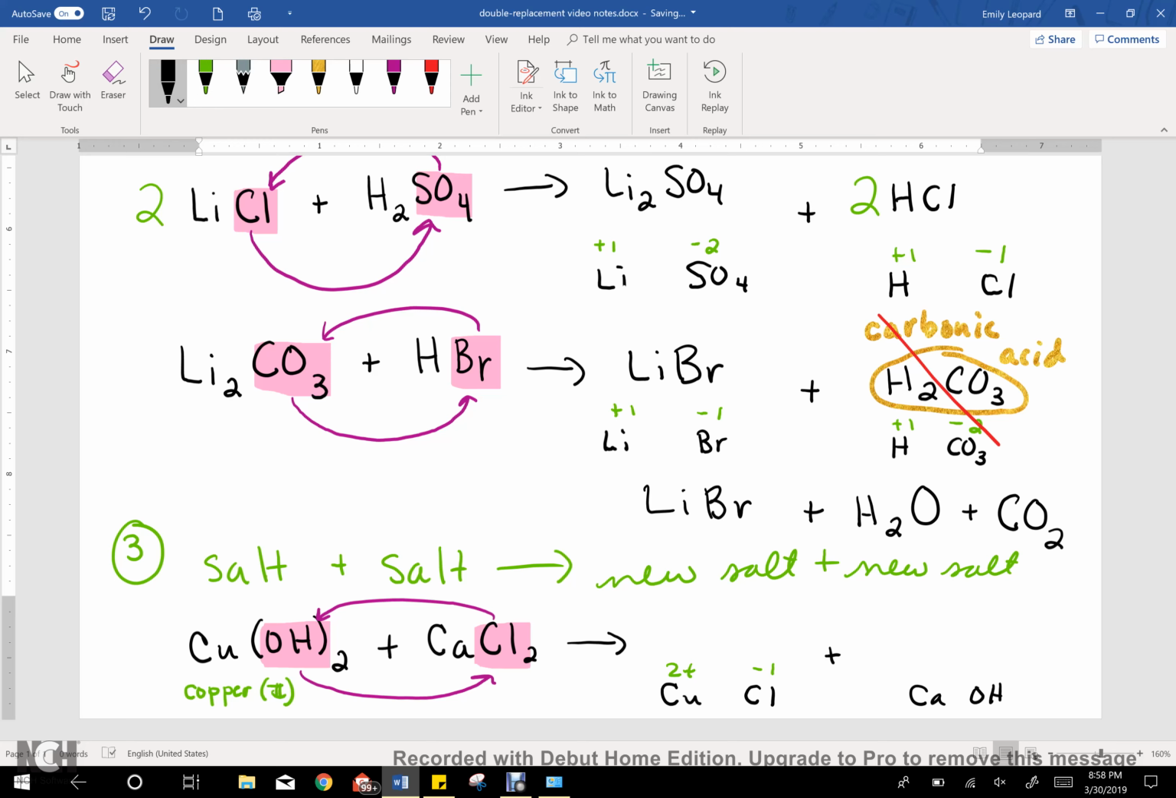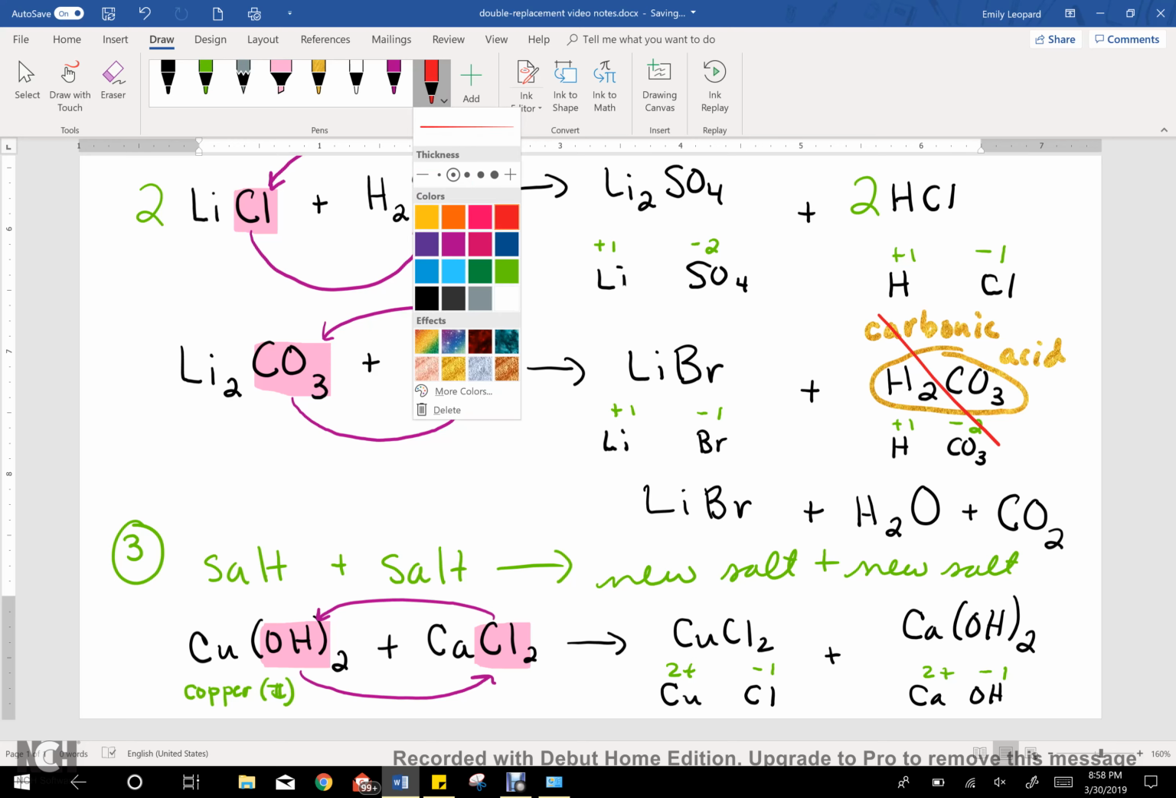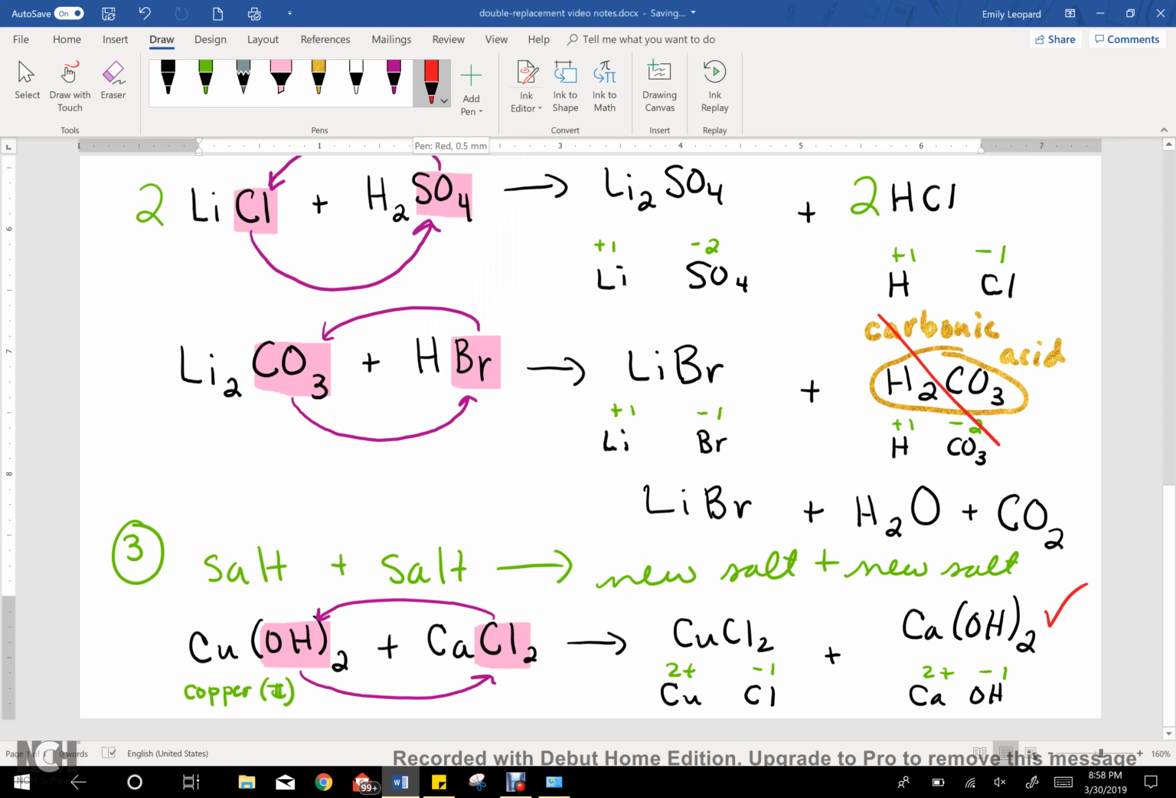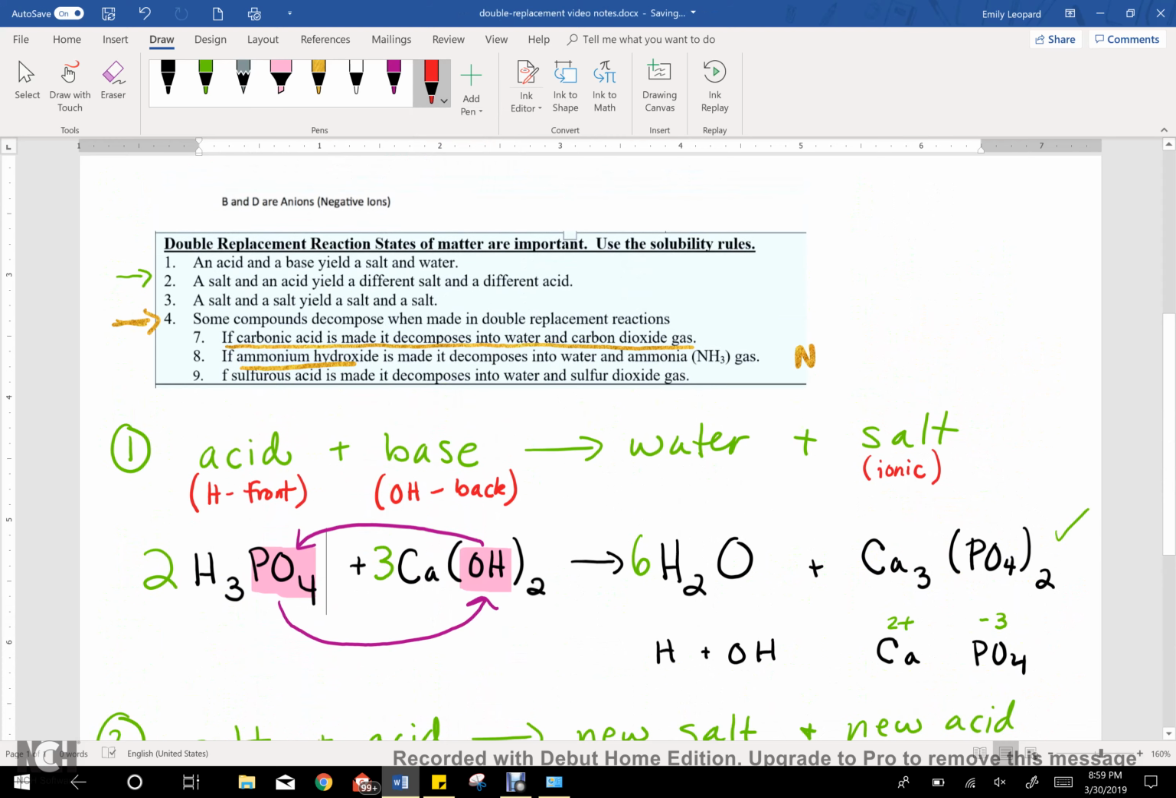All right, so this will be CuCl2. And then calcium over here is 2+, OH is -1. So that'll be CaOH. All right, then of course you'd go back and balance with your coefficients, and I think this one is actually already balanced. All right, so there you have it. Those are your 3 types of double replacement reactions.